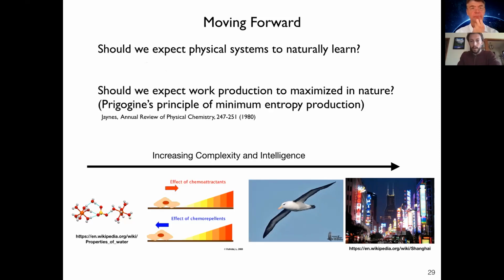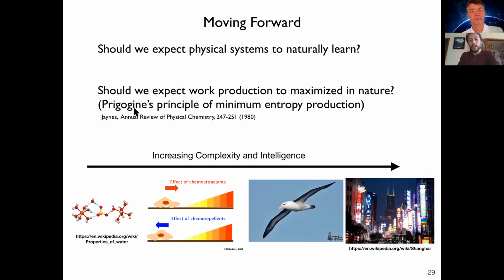Well, this question becomes very close to the question, should we expect work production to be maximized in nature? So we've seen hints of this. I think one example is Prigogine's principle of minimum entropy production. It was also addressed by people like Onsager, Kirchhoff's law. Jaynes also investigated minimum entropy production principles. These are very similar to maximum work production, but they only apply in limited cases, and you can find counterexamples.